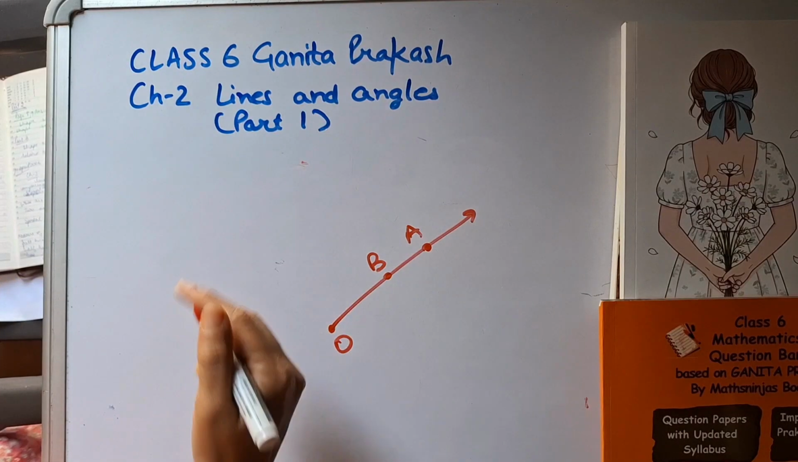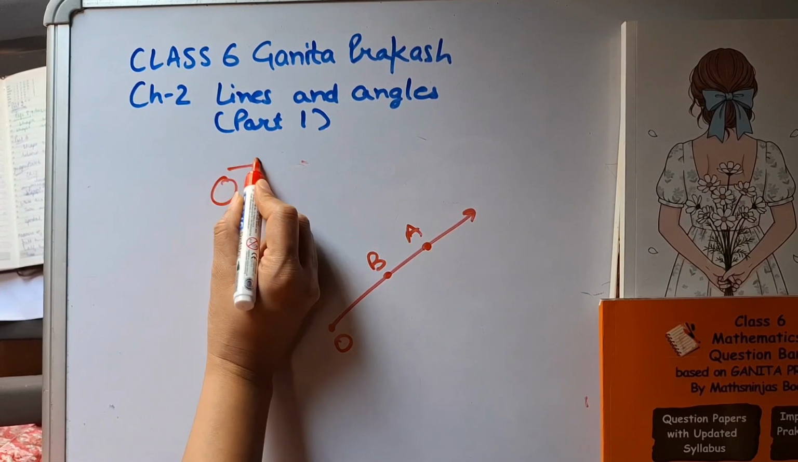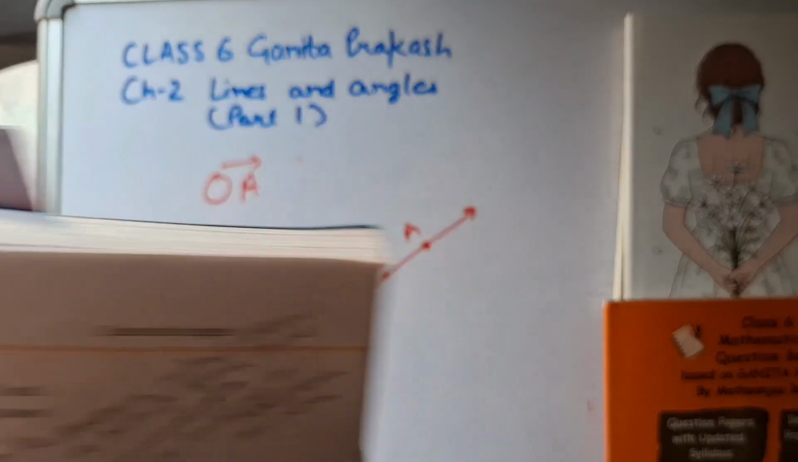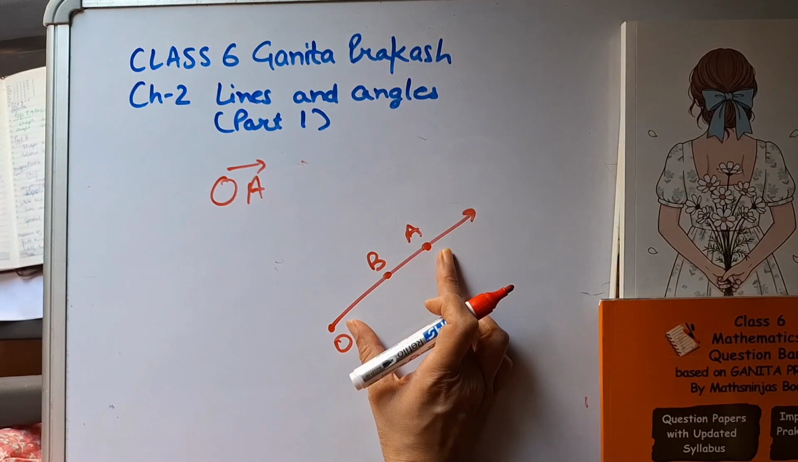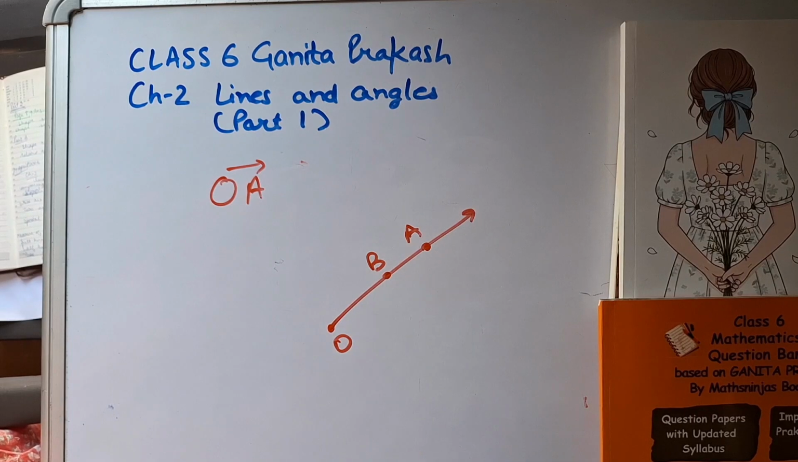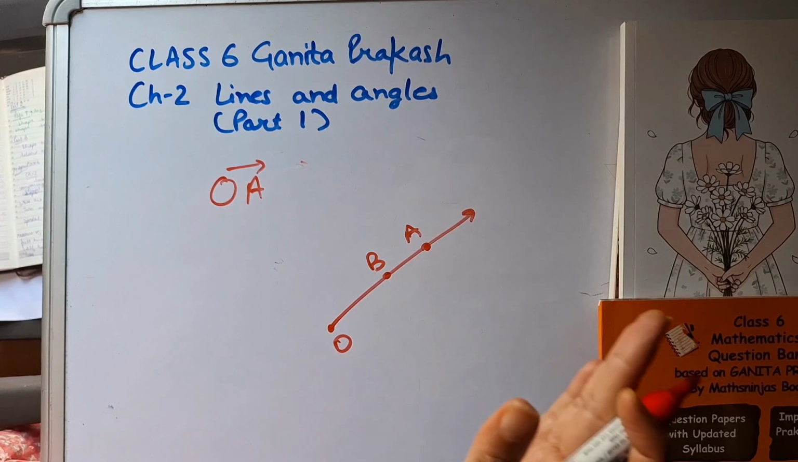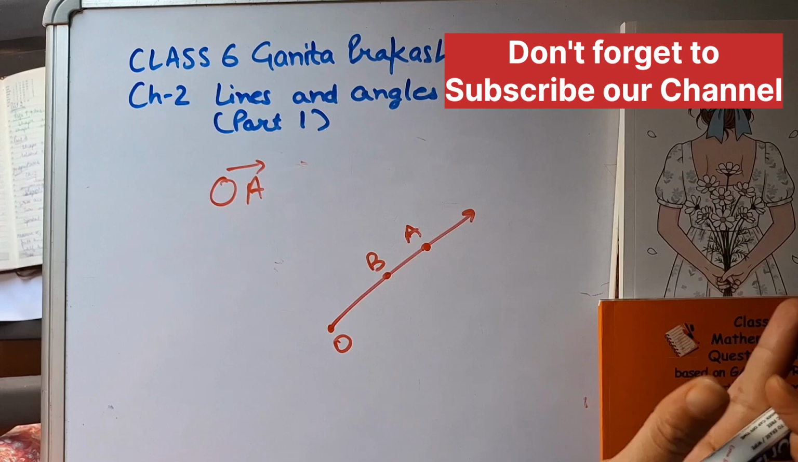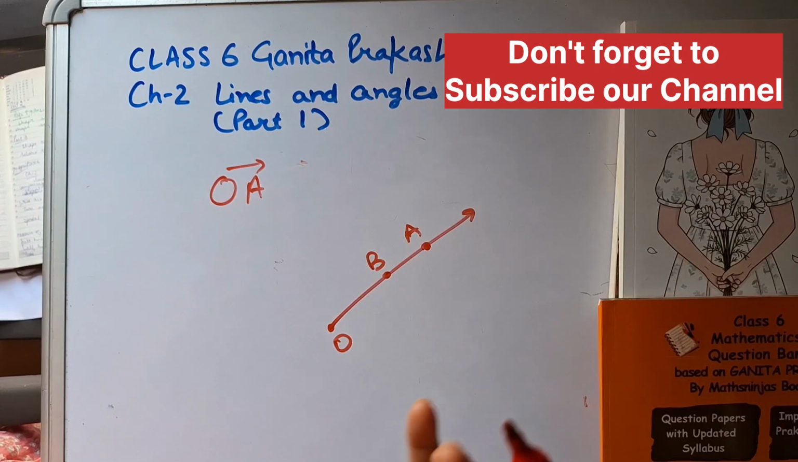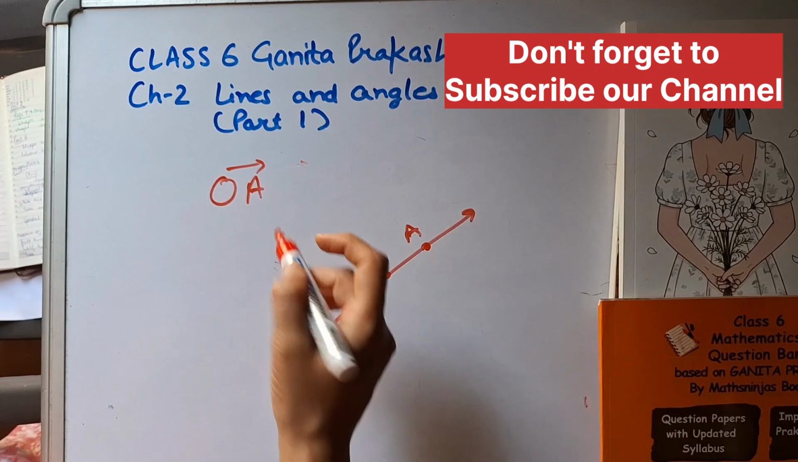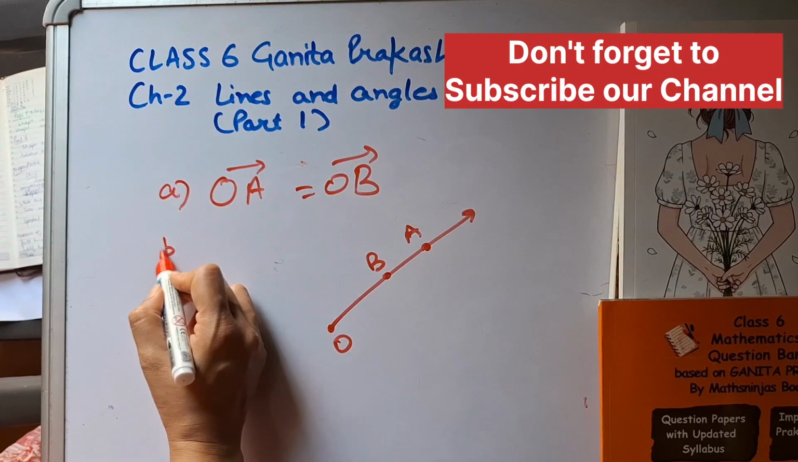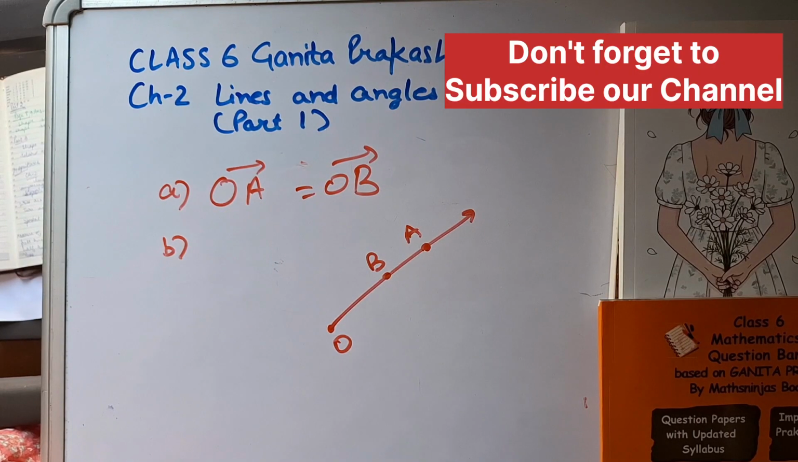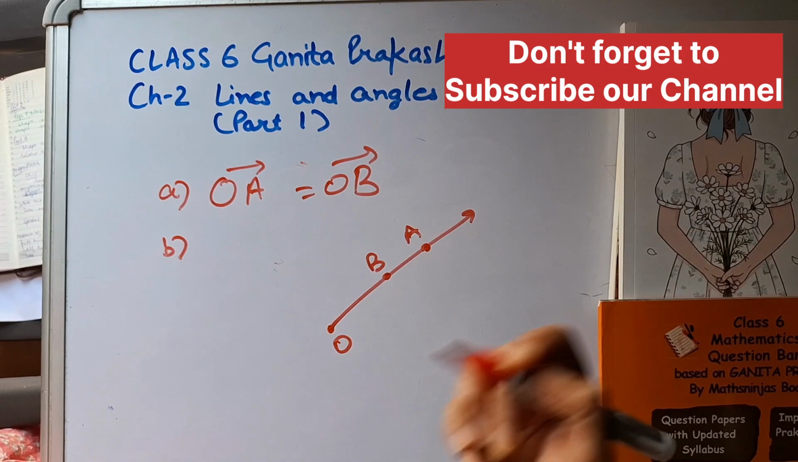So you have a ray OA, and the first question is, can you name it as OB? Yes, of course you can name it as OB, because they have the same starting point, and B is in the same direction as A, or you can say that A and B are on the same path. So it is equal to OB, you are right. And in the B part, can you write OA as AO?